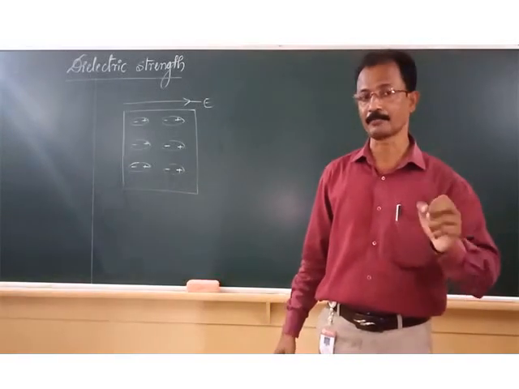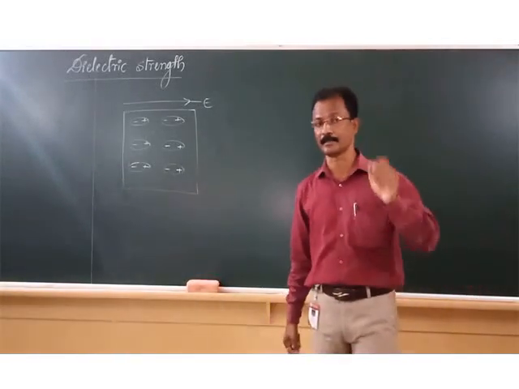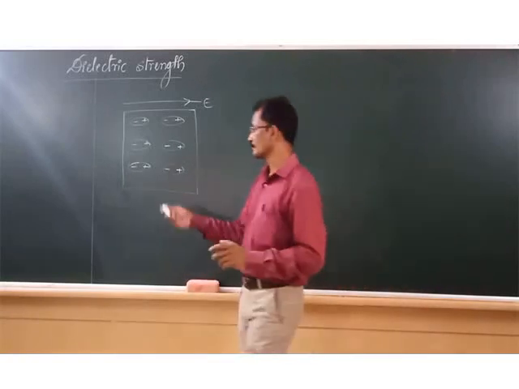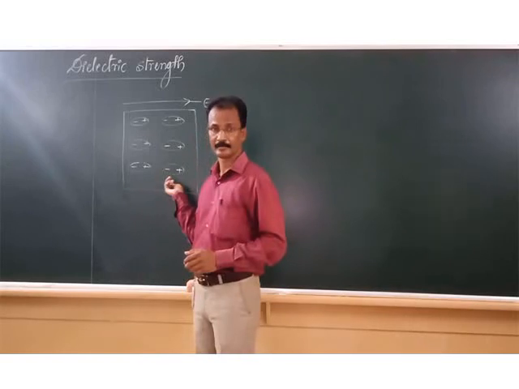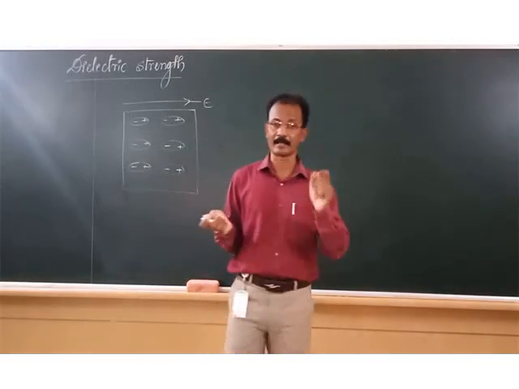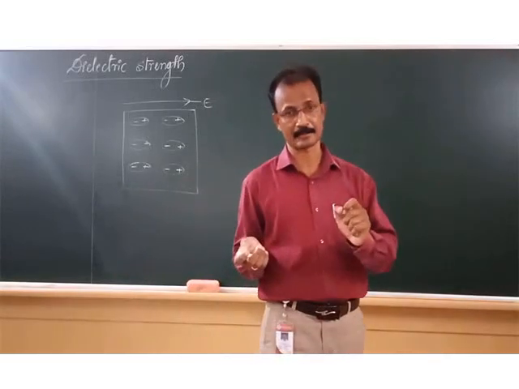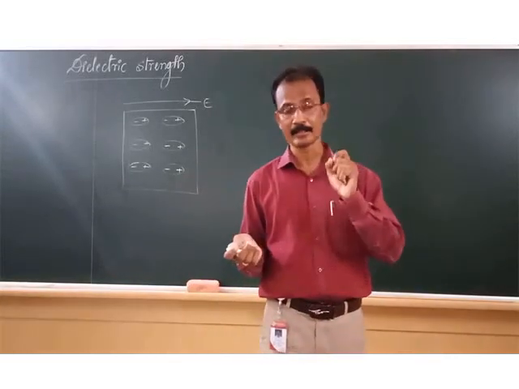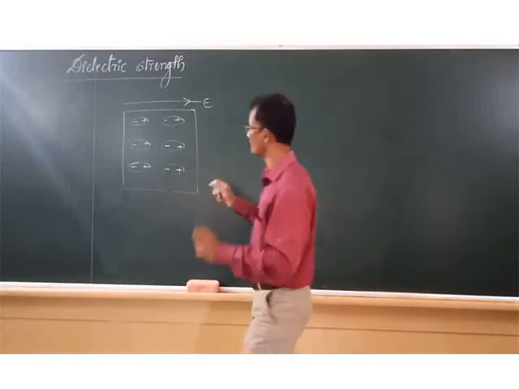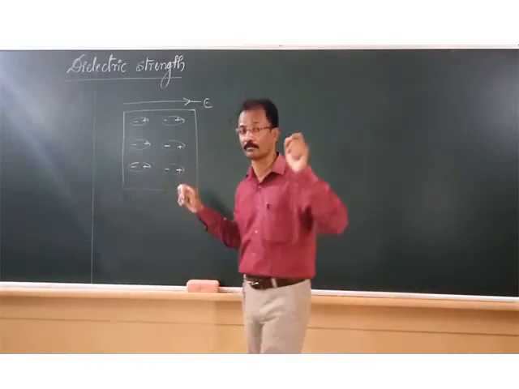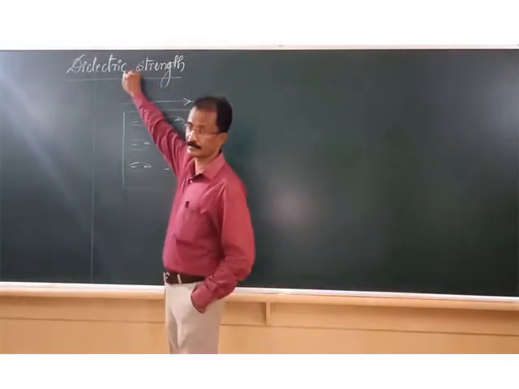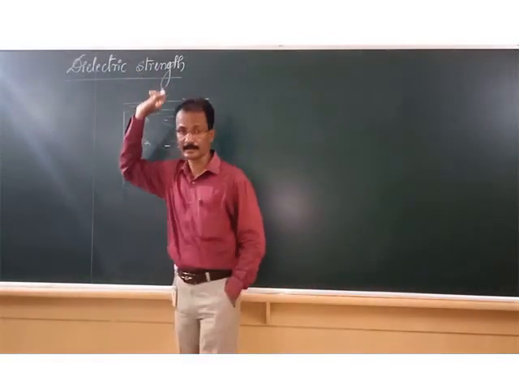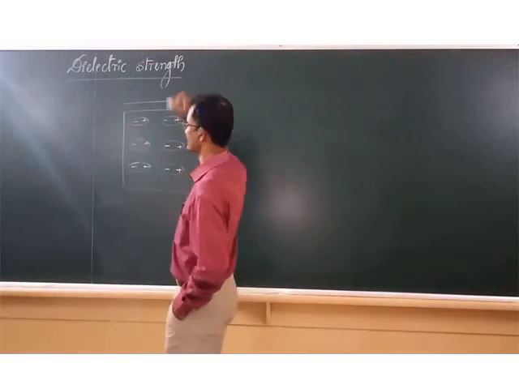So once there is a free electron, that will conduct the current. Then this dielectric becomes a conductor. This is known as the breakdown of the dielectrics. And the corresponding electric field for which breakdown of dielectric occurs is called the dielectric strength. Dielectric strength. How are you defining this?